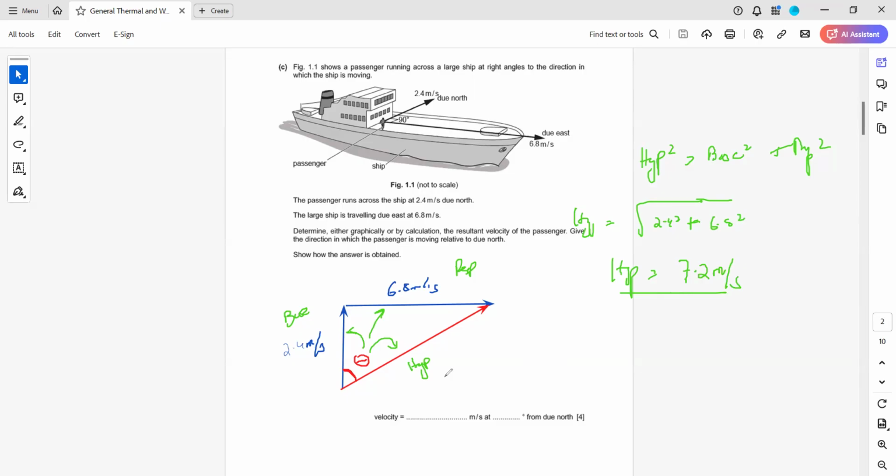Then we need the angle. How to work out the angle? You can use a trigonometric ratio. Now we have all the sizes: this is 7.2 meter per second, this is 6.8 and this is 2.4. You have all the sides, so you can use any trigonometric function.